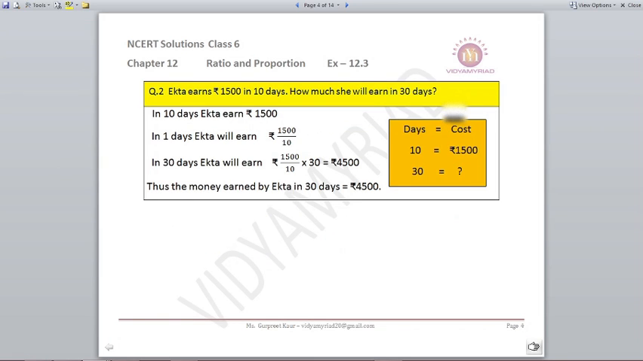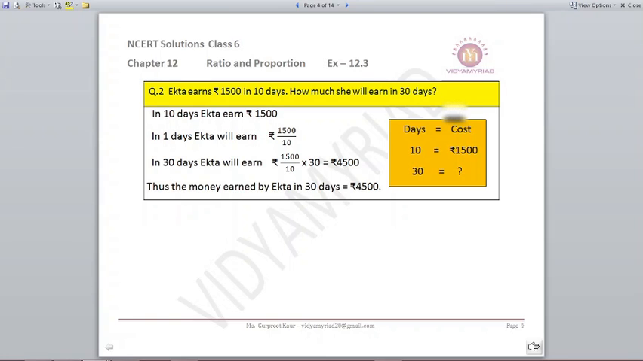Question number 2. Ekta earns rupees 1500 in 10 days. How much will she earn in 30 days? So the two parameters are days and cost, or the price. So 10 days is equivalent to rupees 1500. So for 30 days what will happen? Price will increase. But for that I need to find out first the cost for 1 day.